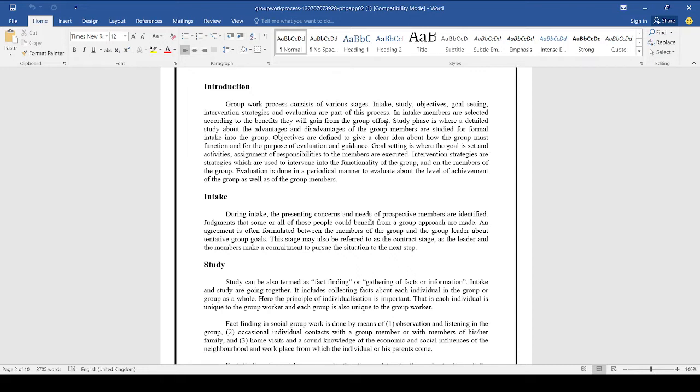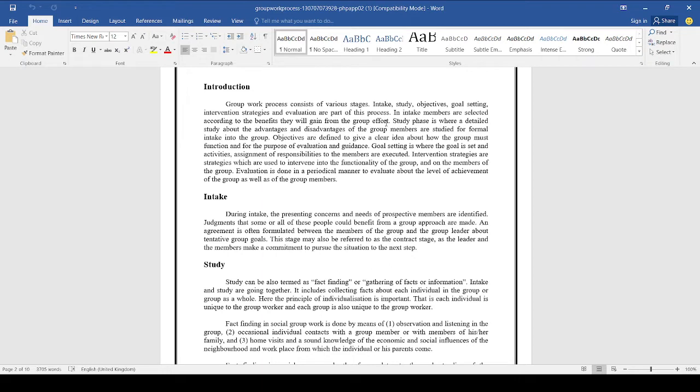In intake, members are selected. That means selected by themselves, or selected by the group worker according to the benefits, that is, according to the merits they will gain from the group effort. That means in the intake phase, members are coming together for group work practice. Members will be attracted by group members, especially.